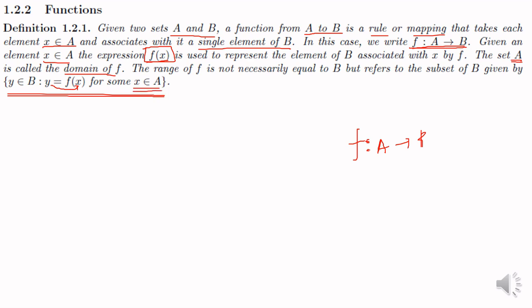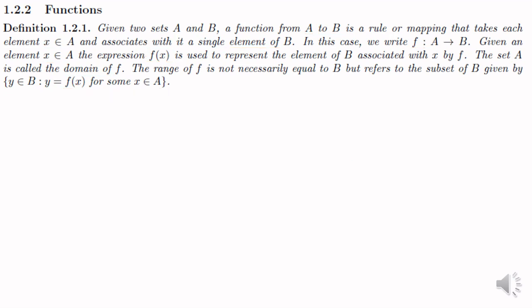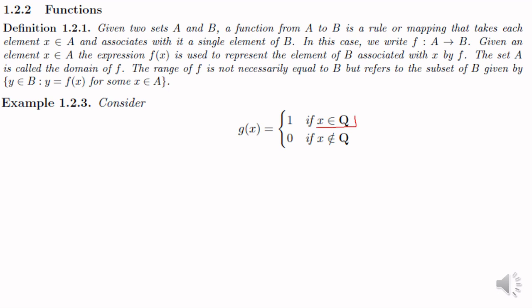Now we shall see some examples for functions here. The first example is given as g of x is equal to 1 if x is an element of Q. Q means the set of all rational numbers. And 0 if x is not an element of Q. That means x is not a rational number, which means x is an irrational number. So when x is a rational number, g of x will be 1, and when x is an irrational number, g of x will be 0.